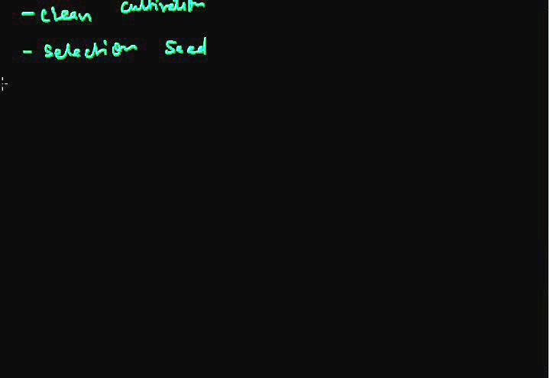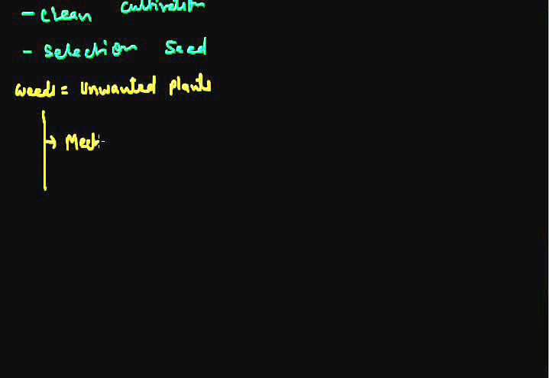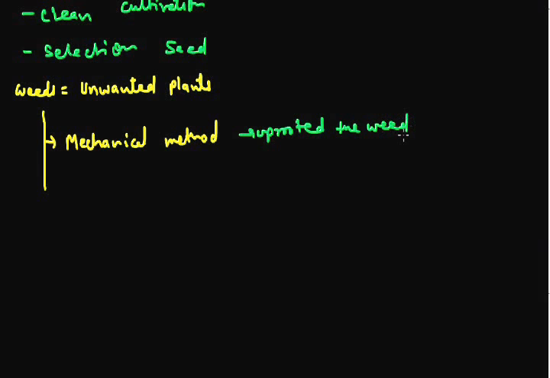Now another important thing we call weeds. Weeds are unwanted plants which grow along with the main crop in the agriculture field. These unwanted plants are removed by the following methods. The first is the mechanical method. In the mechanical method, we uproot the unwanted plants and throw them outside the agriculture field.